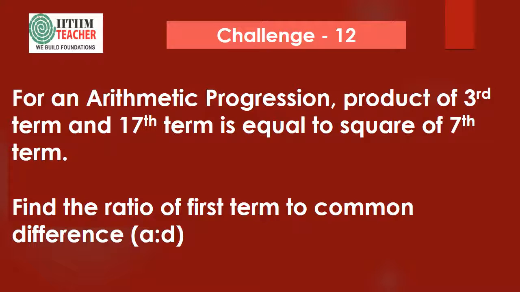Welcome to challenge number 12. For an arithmetic progression, the product of the third term and the 17th term is equal to the square of the 7th term. Find the ratio of the first term to the common difference, that is A is to D.